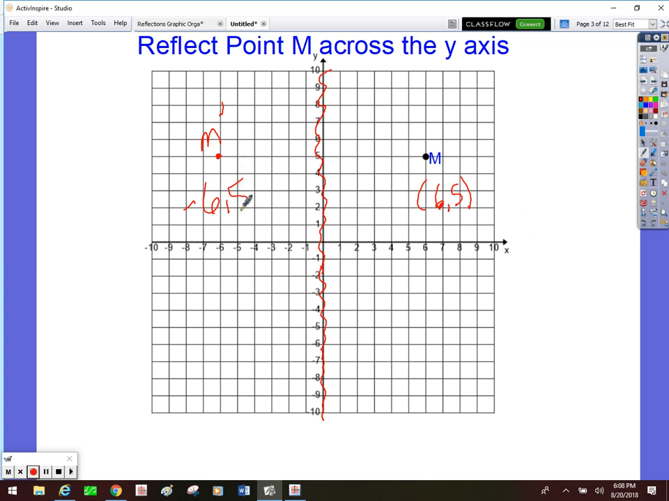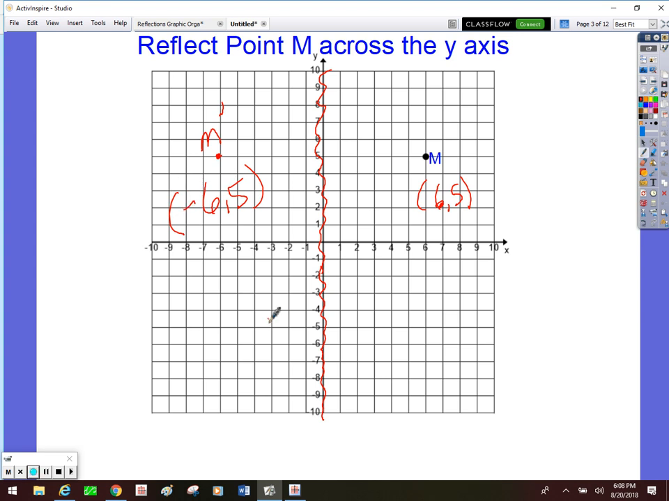Okay? And if you look at this one changed just a little bit, just in the fact that the rule changed because I went across the y-axis. That means the x coordinate has to change signs. If you'll notice, positive 5, the y stayed the same, the x changed. Or you can look and say, oh, I'm in quadrant 2, so -6, positive 5.